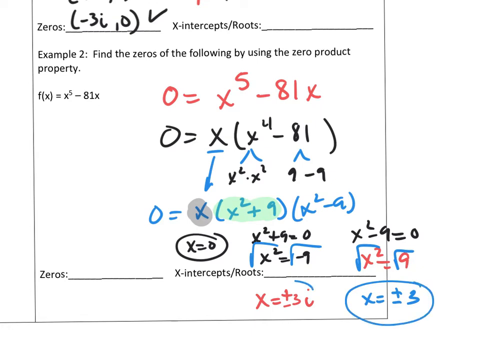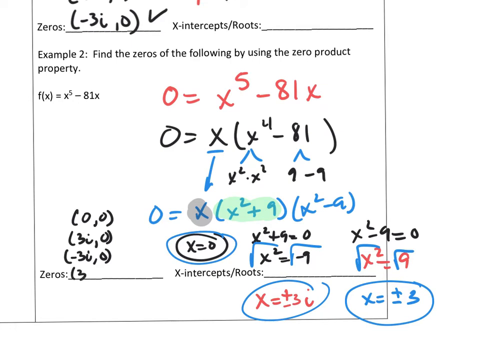So there's 2 answers, there's 2 answers, and there's 1 answer to give me 5 total answers. So your solutions would be 0, 0, positive 3i, 0, negative 3i, 0, 3, 0, and negative 3, 0, to give your 5 total solutions that you had from the beginning.